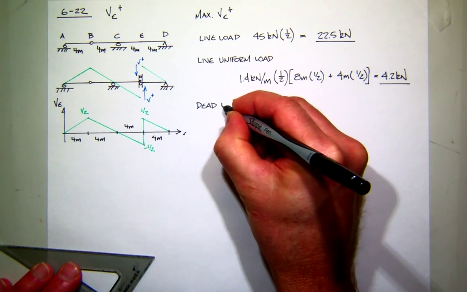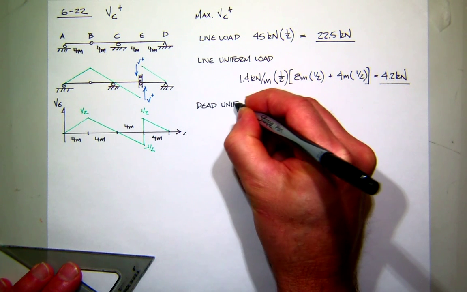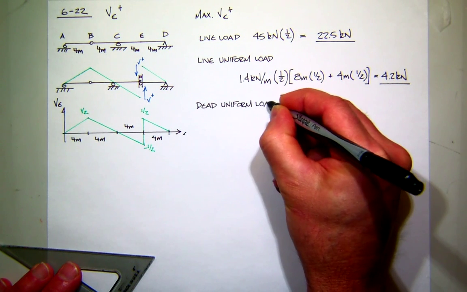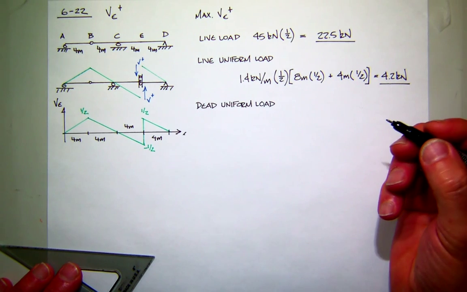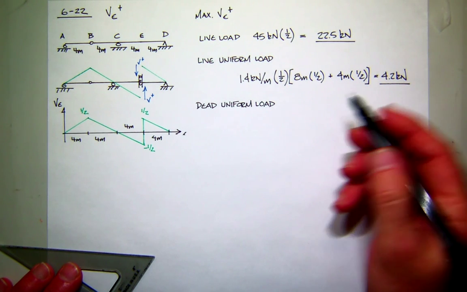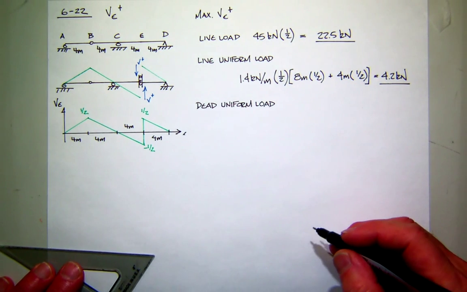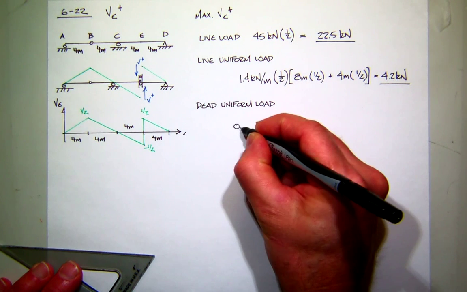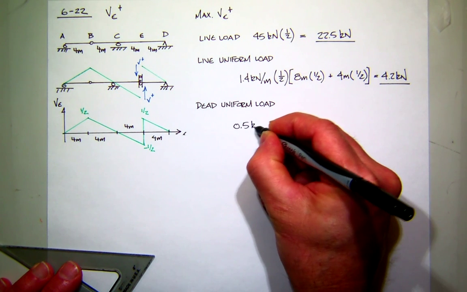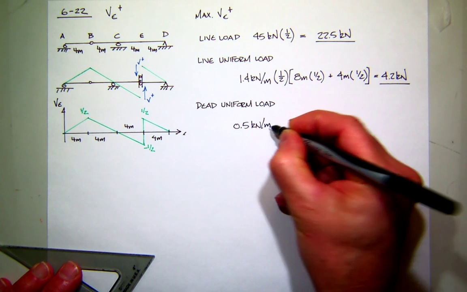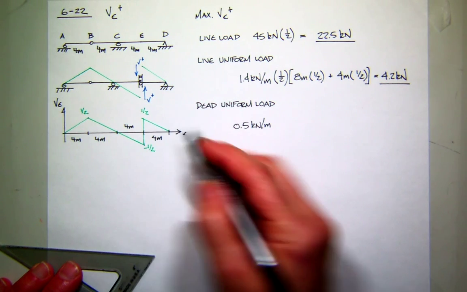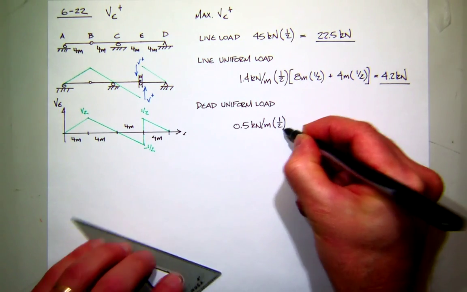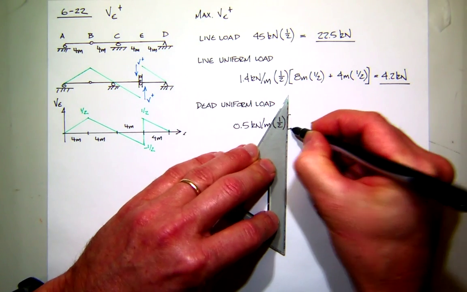Now see, the dead uniform load, you don't get to move it around. Dead load usually is the weight of the beam. And the weight of the beam doesn't move around, it's everywhere. So now when I do that value, which is 0.5 kilonewtons per meter, I've got to do all these areas. So again, they're all triangles, so I'll have my 1/2. And I'll just start on the left-hand side and take care of all of them.